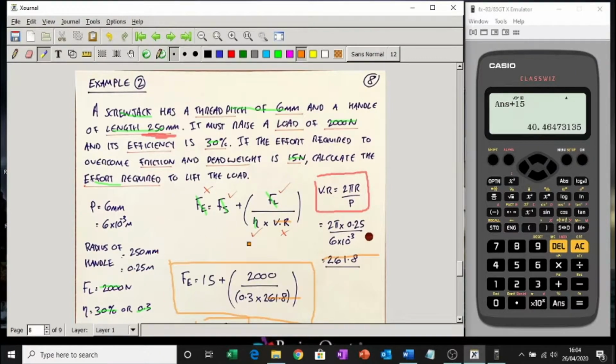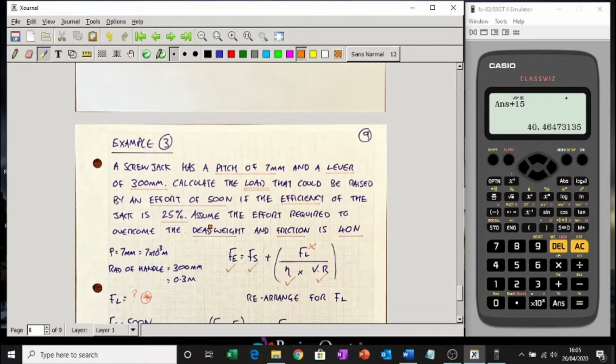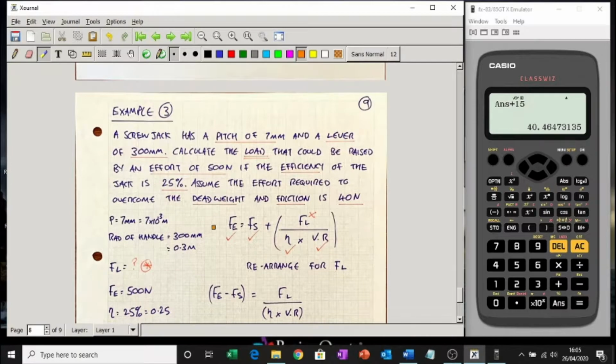So same as before, really. Next one, number 3. Now this one I've done a little different. We've got to find FL, so I'm going to rearrange this formula now. Still a screw jack, so still got a pitch of 7 mil, lever radius of 300. So that's our velocity ratio sorted.